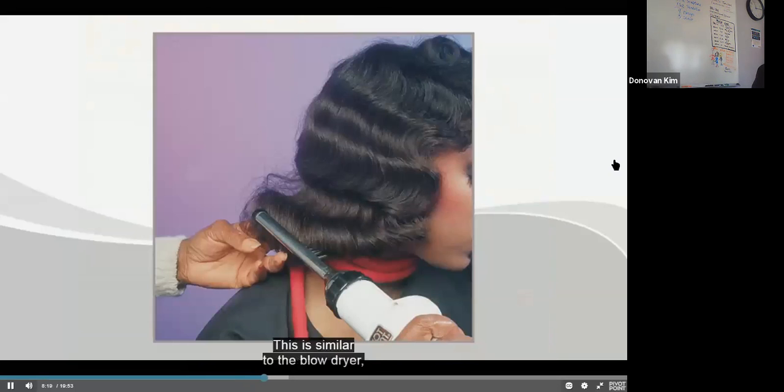This is similar to the blow dryer because both styling tools have small motors that force air over a heating element and a slotted barrel that holds the brush or comb attachment.